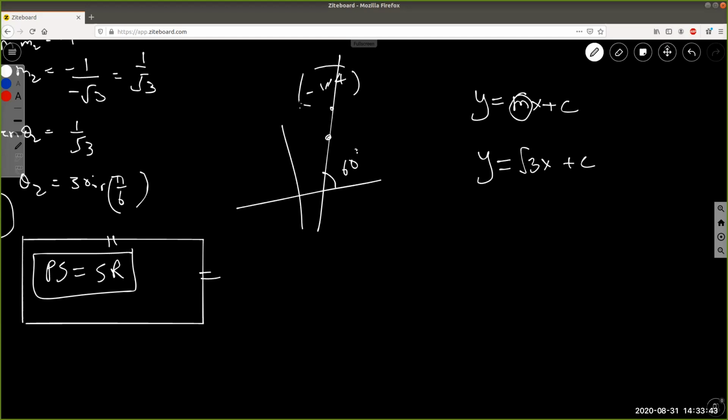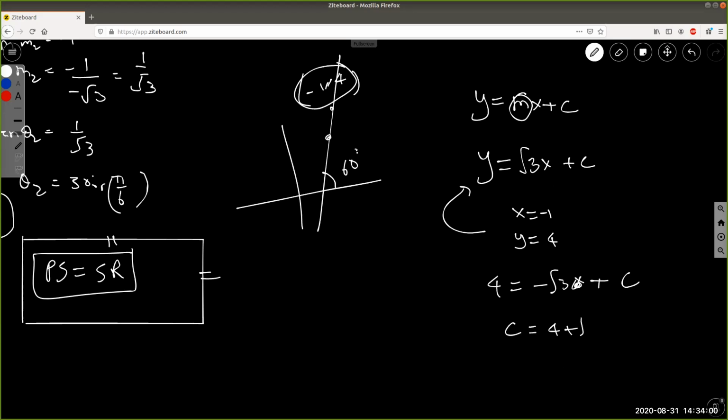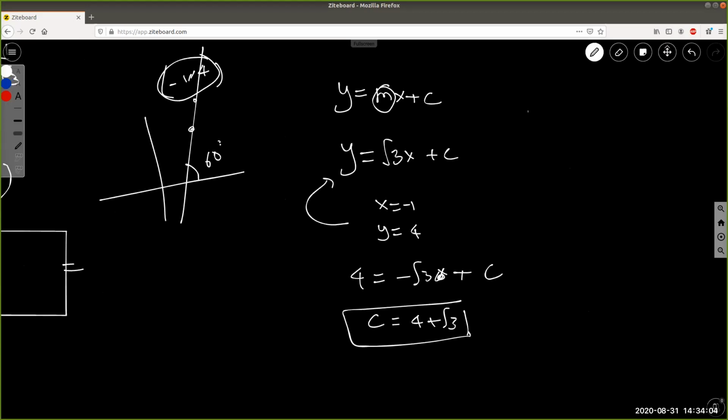Now the line passes through (-1, 4), right? Yeah. So if you put x equal to -1, y is equal to 4, this should satisfy. So 4 is equal to -√3 plus c. If you put this in, you'll get the value of c. c will be 4 plus √3. So what will the equation become? y is equal to √3x plus 4 plus √3. Okay, this is the equation.